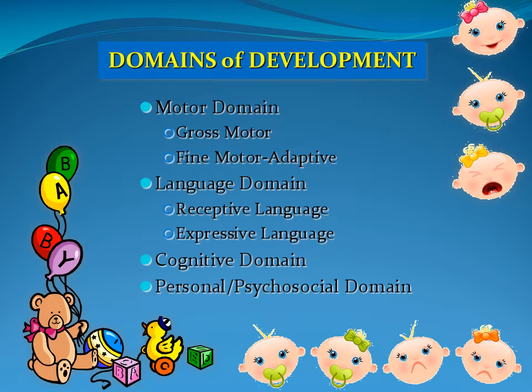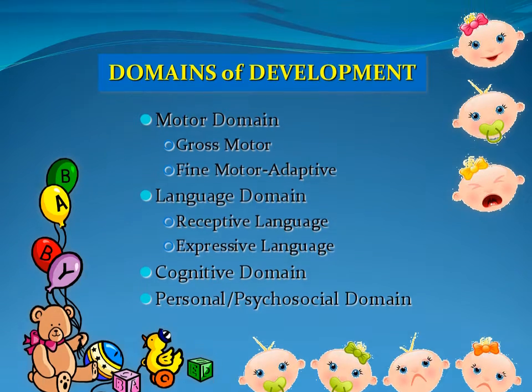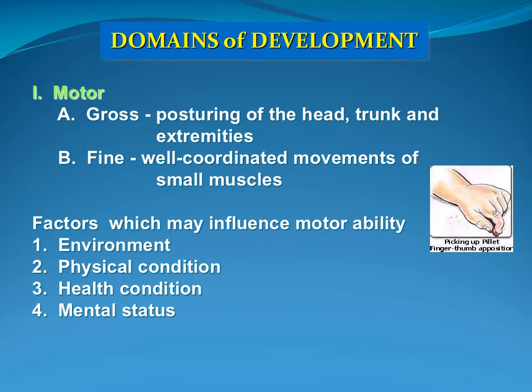Now we go to the domains of development. There are 4 domains of development: the motor domain, language domain, cognitive domain, and the personal or psychosocial domain. Under the motor domain, we have the gross and fine motor movements. Now gross motor refers to the posturing of the head, the trunk and extremities, or the large group of muscles, whereas the fine motor involves well-coordinated movements of the small groups of muscles. Now factors which may influence motor ability are the following: environment, physical condition, health condition, and mental status.